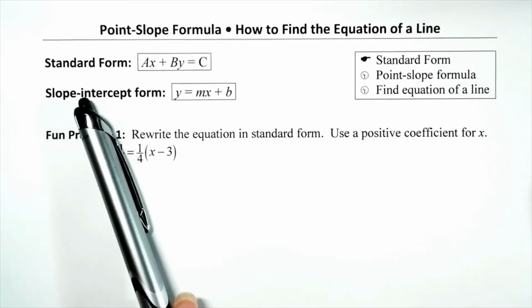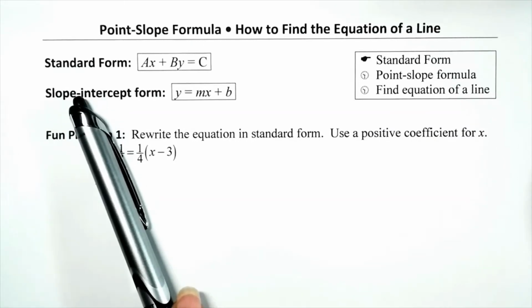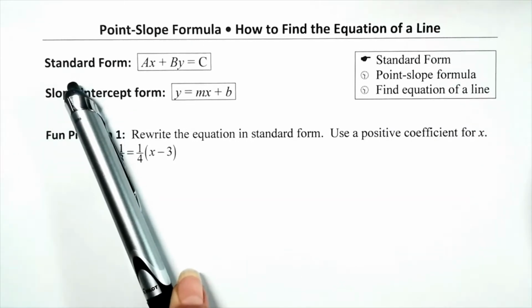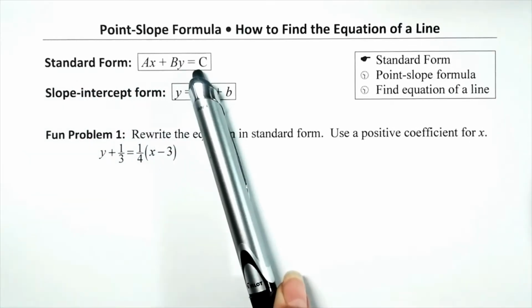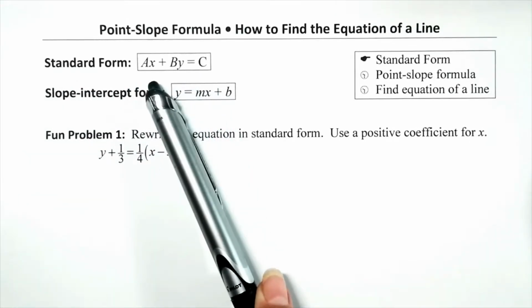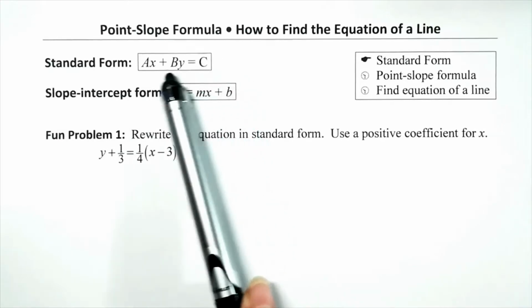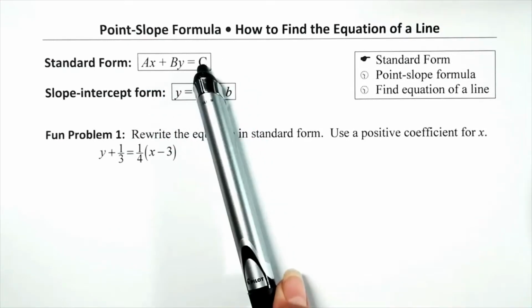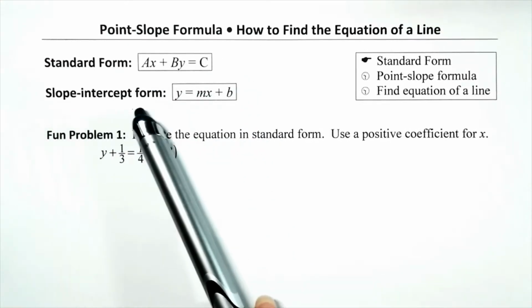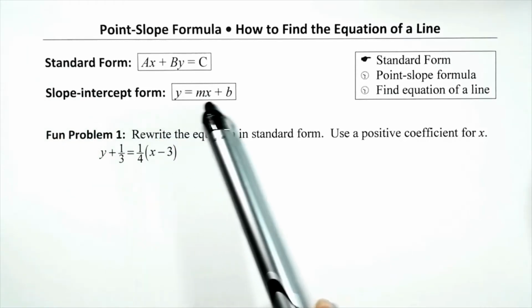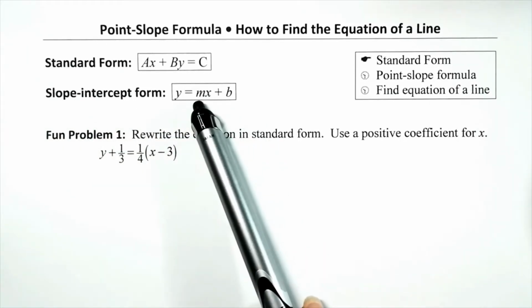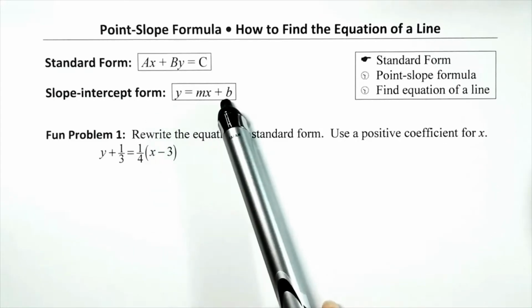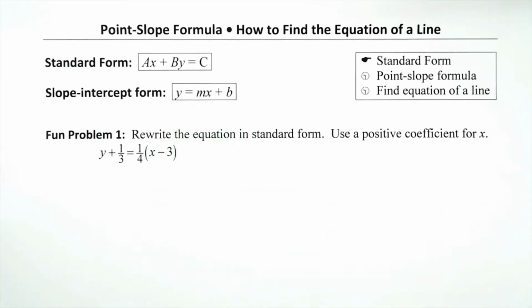So again, we have different ways to write an equation of a line. We can put it in standard form, namely ax plus by equals c. In English, variables on one side, constants on the other, and it's implied that you have integer coefficients. We can also write it in slope-intercept form, namely y equals mx plus b, where m represents the slope and b represents the y-intercept. So let's go ahead and open this up with fun problem number 1.